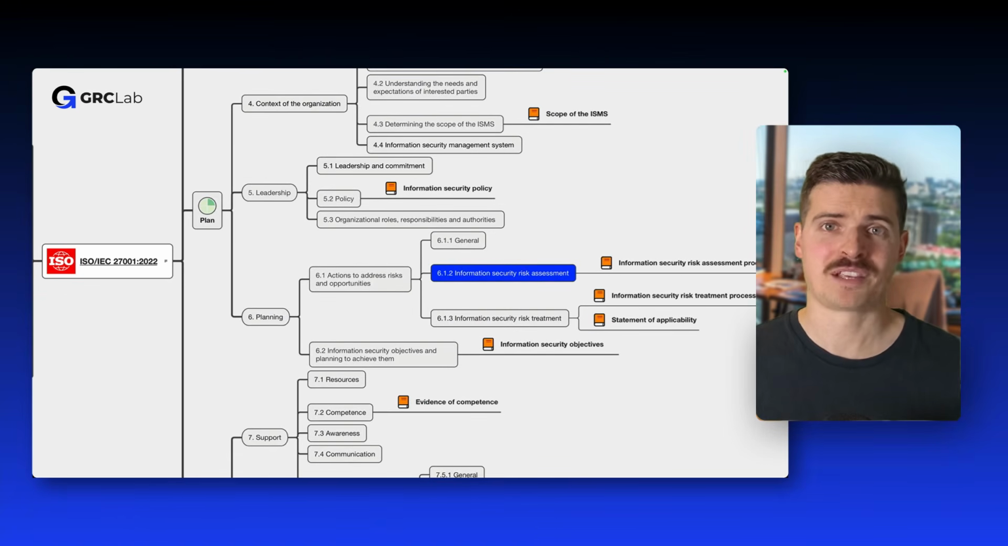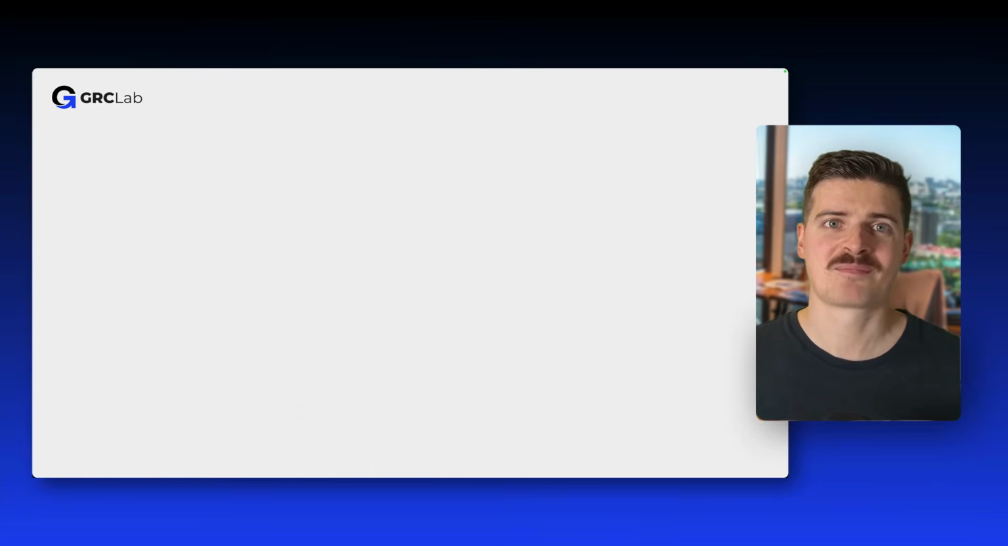Now, that can be confusing, but the difference is actually quite logical. Clause 6.102 is about planning. This is where you define the risk assessment process. You describe how you'll identify risks, how you analyze them, and how you evaluate them. Clause 8.2 is about the execution of the defined risk assessment process.